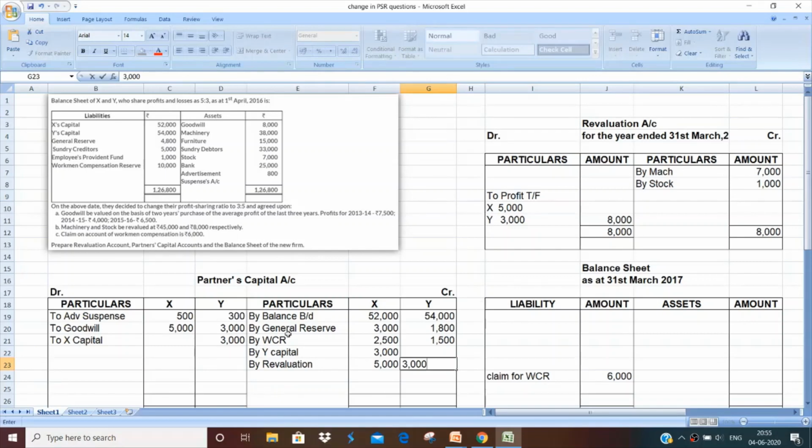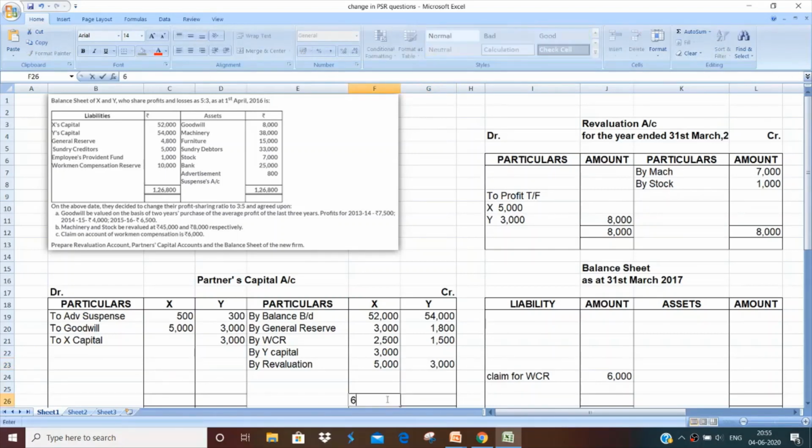We have mentioned the opening balance, general reserve, workman compensation reserve, the profit on revaluation, and the adjustment entry for goodwill has been done. And on the debit side, advertisement suspense, goodwill, and again excess capital, the adjustment entry. Now we can start doing the total. Let's find out the total of the credit side.